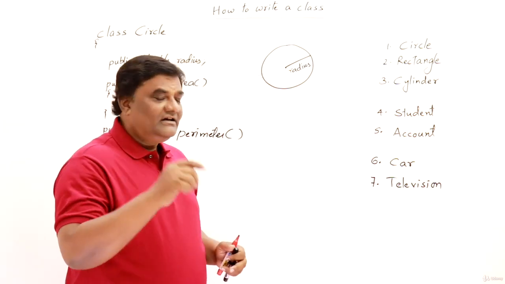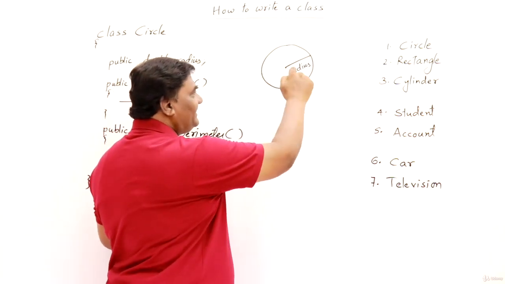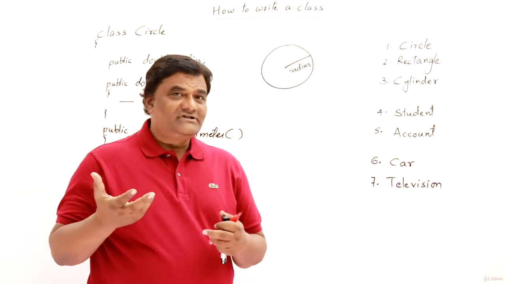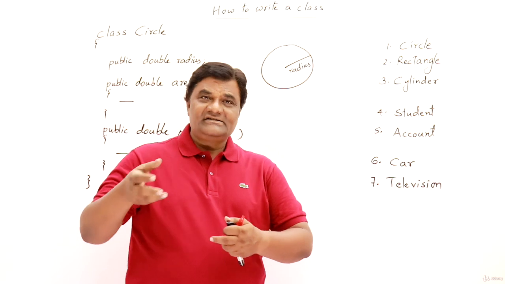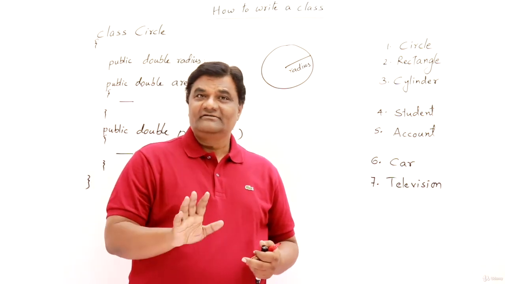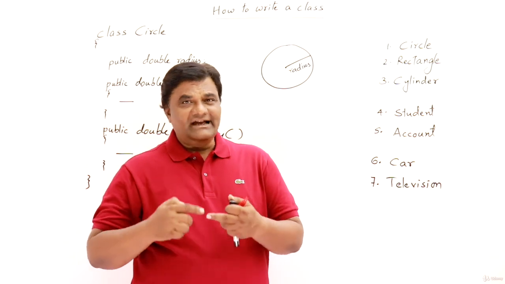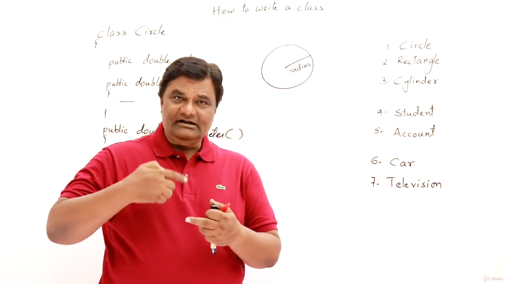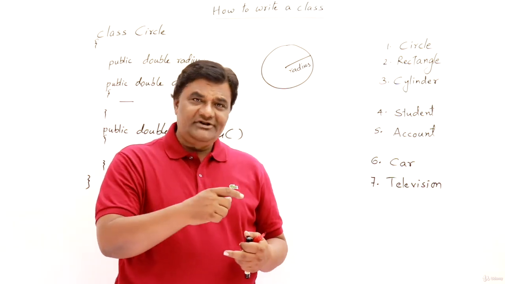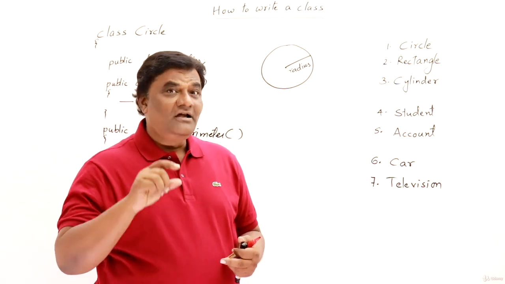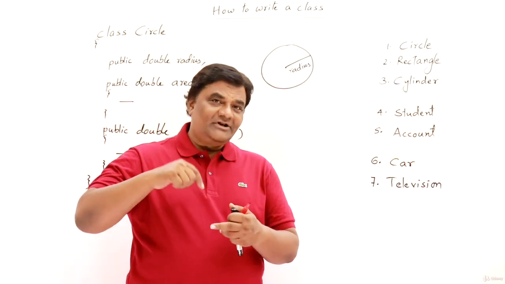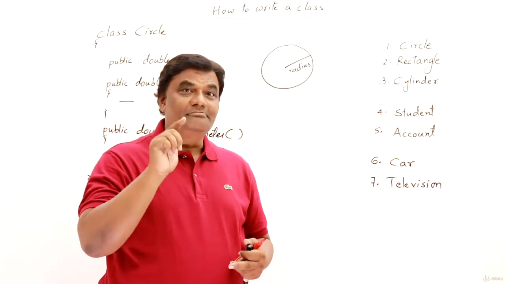Define a circle. A circle will have one property called radius. As a student, if I give you a circle, then you know that a circle will have its area and you can calculate its perimeter. Calculating area is a computation, right? And calculating perimeter is a computation. So computation can be termed as a method. The property is just radius. If any computation is involved, treat it as a method.